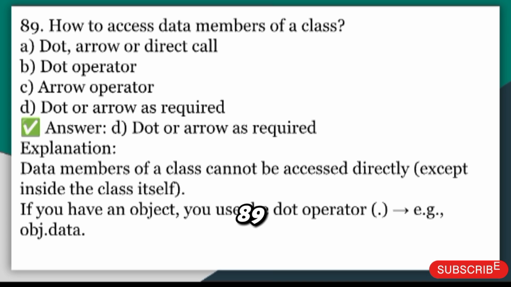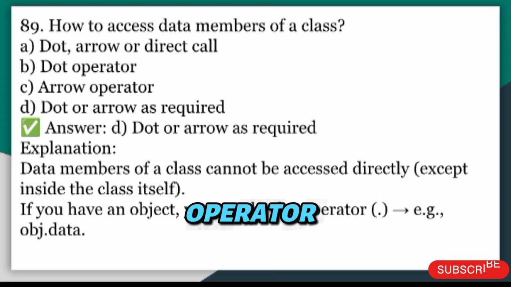Question number 89. How to access data members of a class? So the right option is D, dot or arrow as required. Explanation: data members of a class cannot be accessed directly except inside the class itself. If you have an object, you use the dot operator. Here is the example, object dot data. The dot operator is used to access a data member when you have an object.